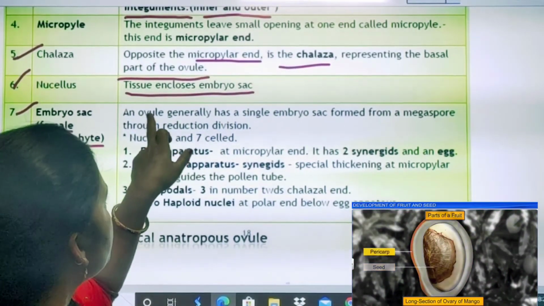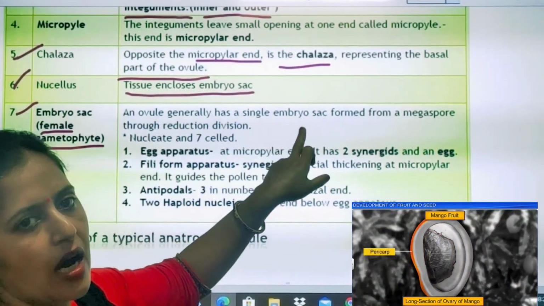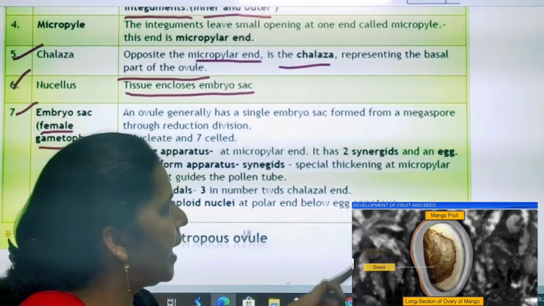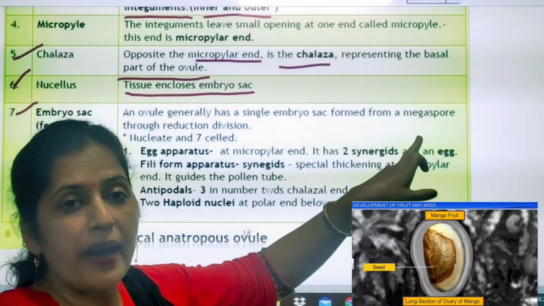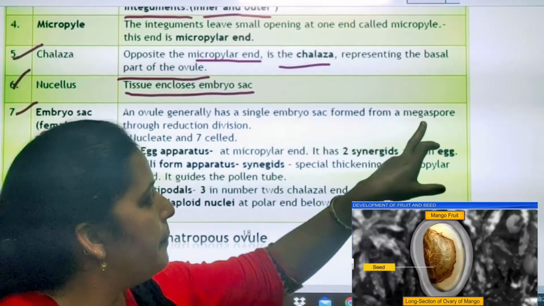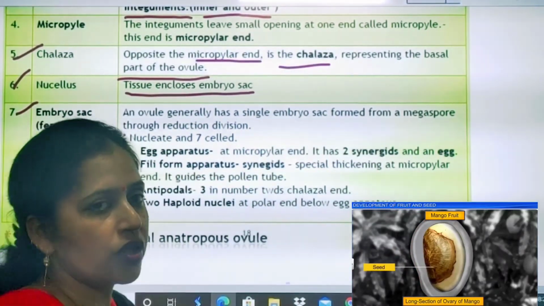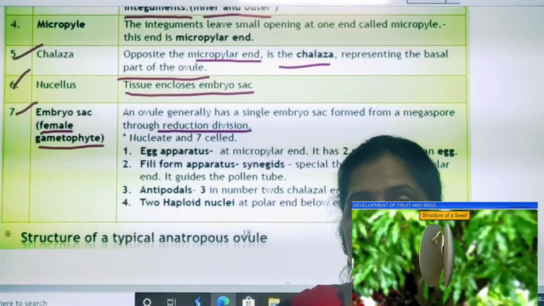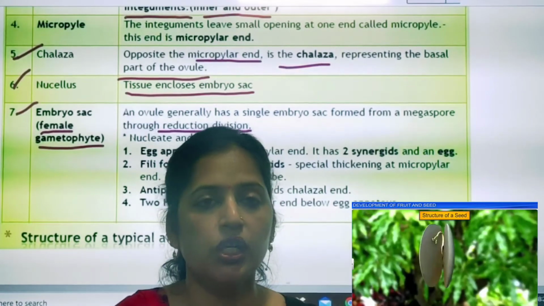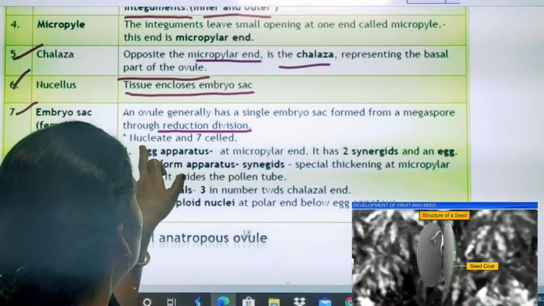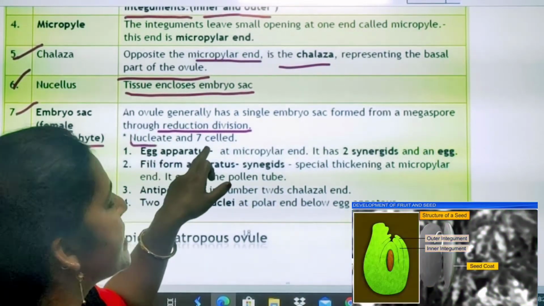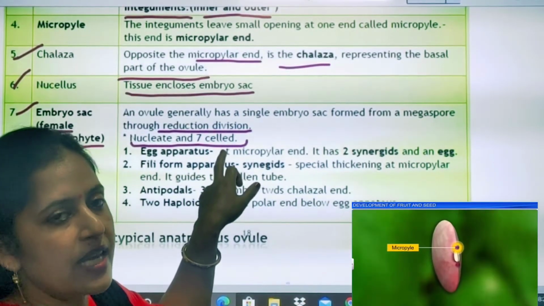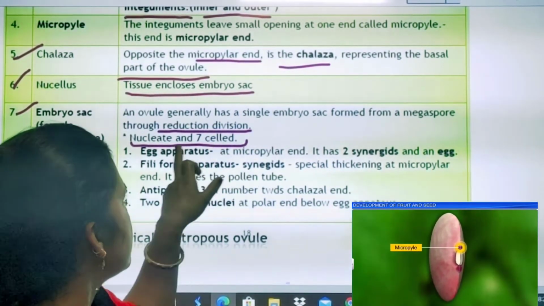An ovule generally has a single embryo sac. हर एक ovule के पास generally single embryo sac होगा, formed from a megaspore. जो megaspore से बनेगा through the reduction division. It is formed from a megaspore, but that is formed with the help of the reduction division. Next, it is nucleate and seven celled. The types of cells present in it are seven celled.